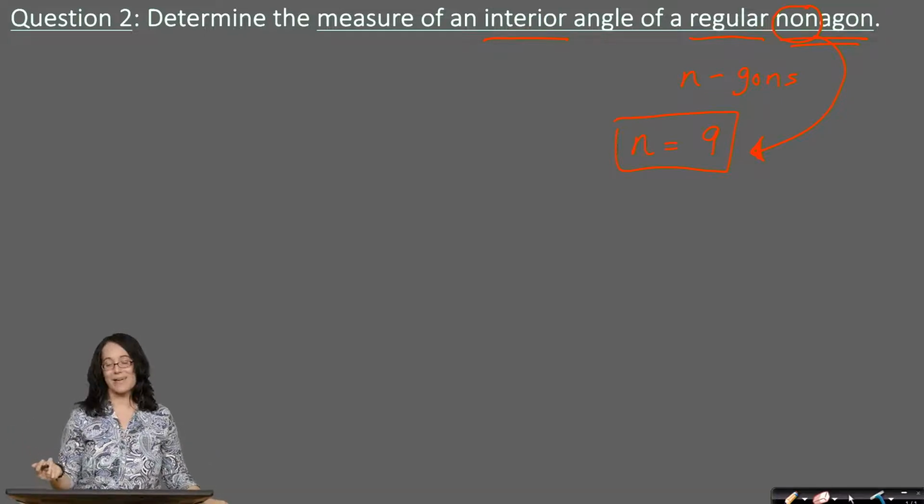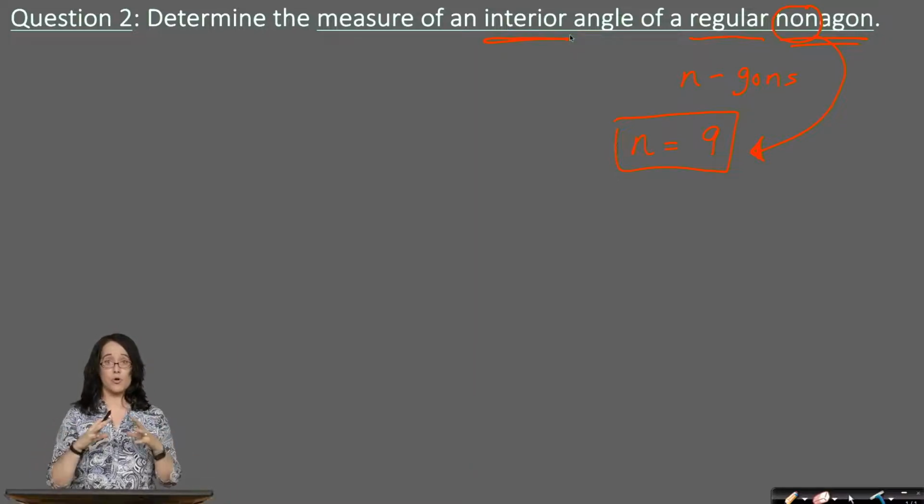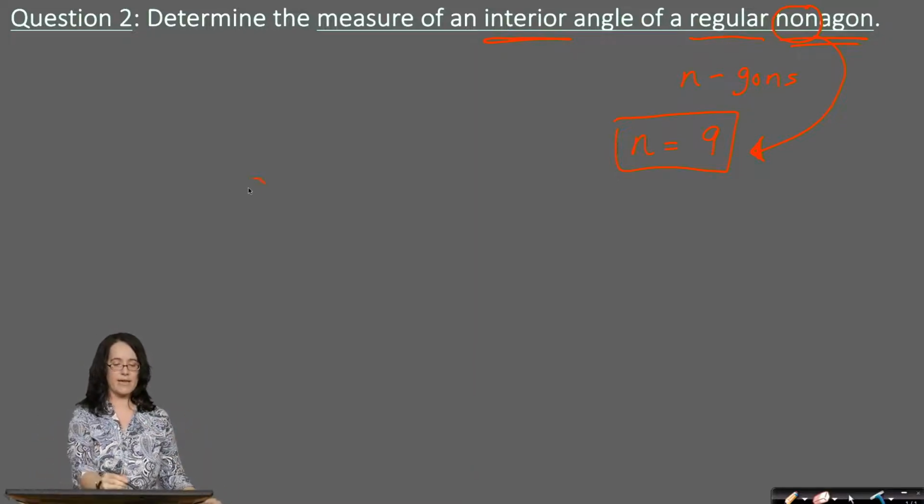Okay, once you know that, you could draw the picture, that's one option, to visualize what's going on. You could also notice that it's asking you for the measure of the interior angle. Now, we had a way of figuring out the total sum of those interior angles. Do you remember that? The sum of the interior angles for any polygon or any n-gon.